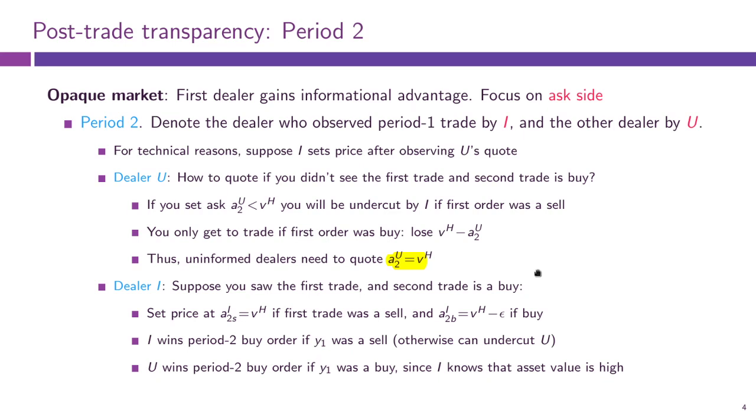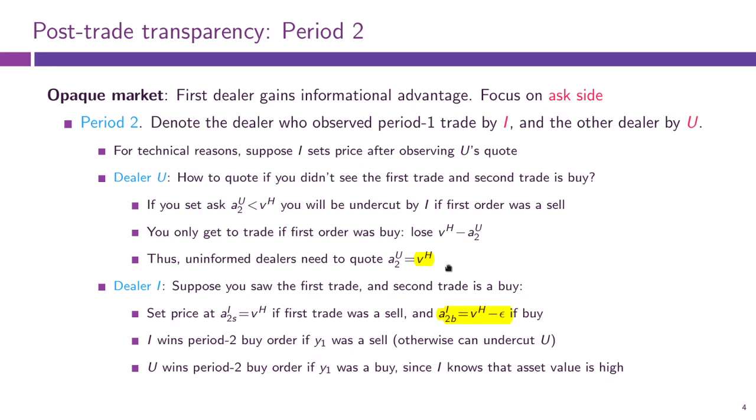Now, dealer I can still undercut these quotes by a little bit if they see that it is profitable to do so, if they realize that the order flow comes from the uninformed traders. But they do not need to undercut by much, right? They only need to undercut by epsilon, meaning that the spread that the traders face will still be large. They will still effectively face prices VH to buy the asset and VL to sell the asset.